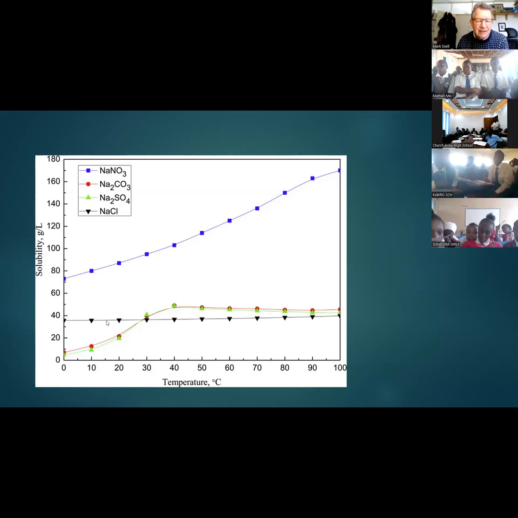Now, because it doesn't vary much in temperature, we can't simply cool it down or heat it up to get it out of solution. So look at sodium nitrate. Sodium nitrate, very steep line. If I took it at 90 and cooled it down, I would get an awful lot of the solid out, but just cooling down salty water does almost nothing to it.